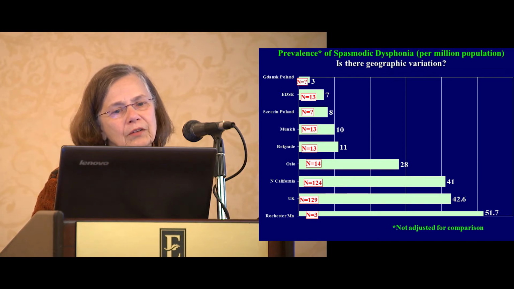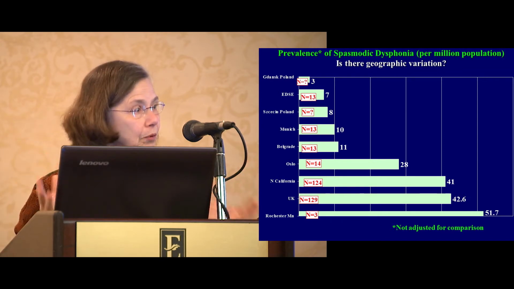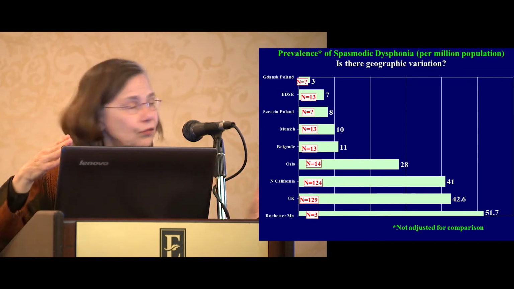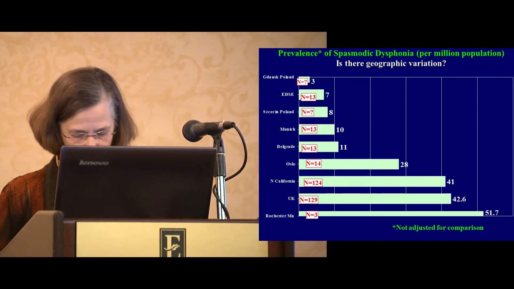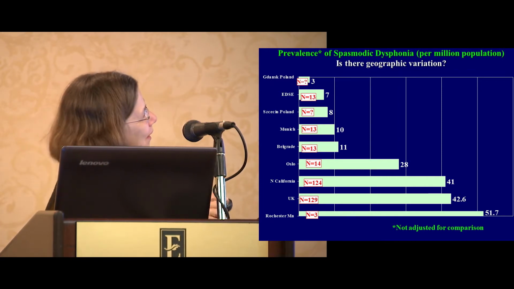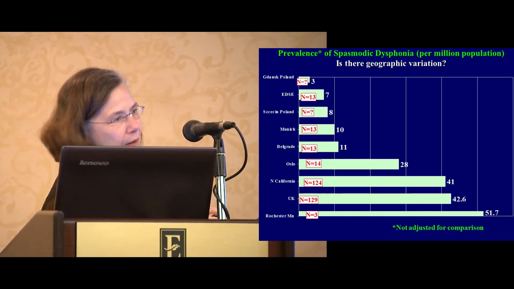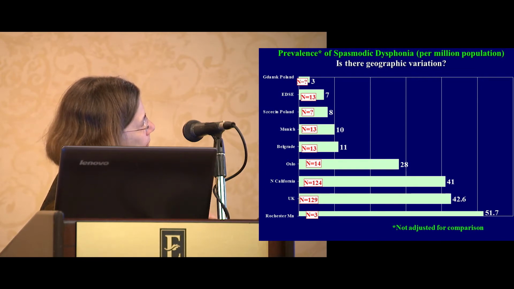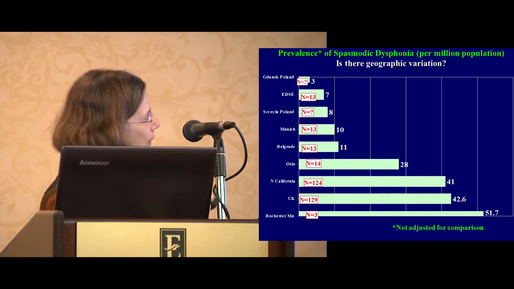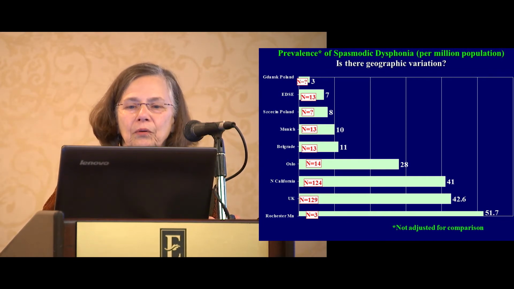So prevalence means how many people are there today in a given area who have a particular problem. And as you can see, just from looking at the bars here, there's not a lot of agreement about how many people there are in these studies that have been looked at. This is Poland. This is a bunch of European nations together. Poland, Munich, Belgrade, Oslo, Northern California, UK, and Rochester. So this is our study. And it ranges from about 52 to about 3 per million people. So quite a wide range of variation.